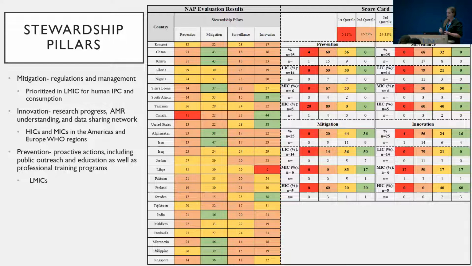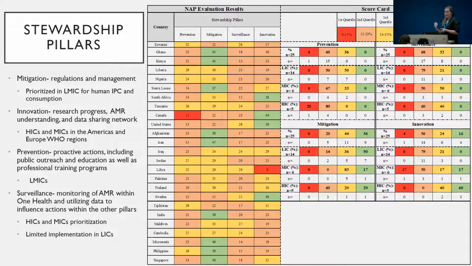The prevention pillar, our stewardship actions related to proactive actions, public outreach and education and training. These are pretty low resource intensive, so these tend to be prioritized in our low and middle income countries. And then lastly, surveillance is concerned with monitoring AMR and using that data to influence the actions of the other pillars. And we see that this is also prioritized in high income countries due to that resource and technological availability. But there is global support for surveillance that low-income countries are able to use as well.